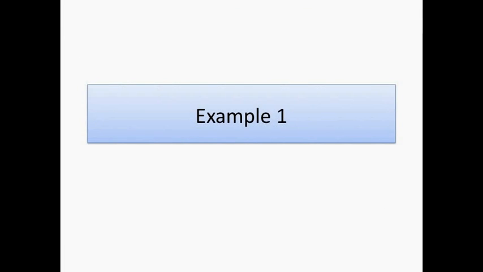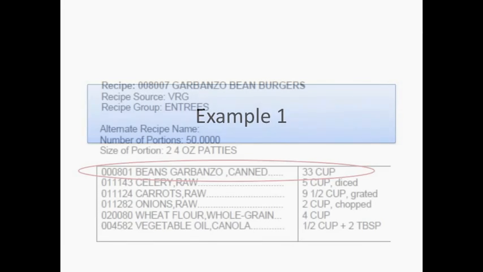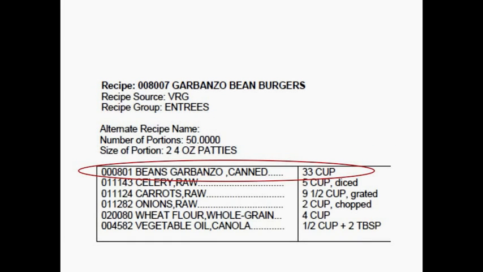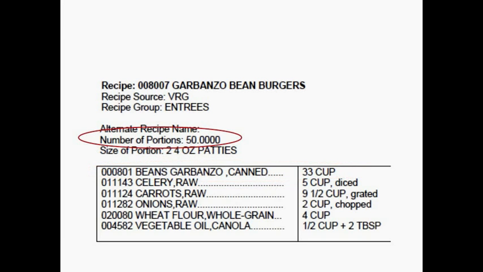Now let's walk through an example using just a meat alternate. Let's say we want to determine the creditable amount of meat alternate in this garbanzo bean burger recipe. We first identify any meat alternate in the recipe. In this case, it would be the garbanzo beans, and we see that this recipe uses 33 cups. Next, we identify how many servings that the recipe yields. In this case, it is 50 servings.